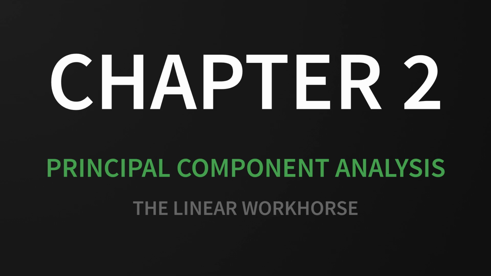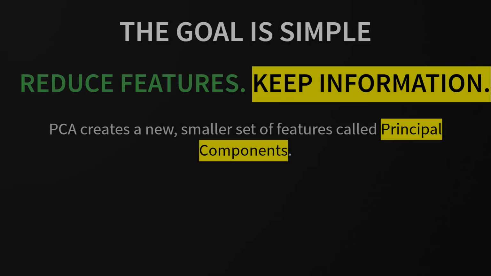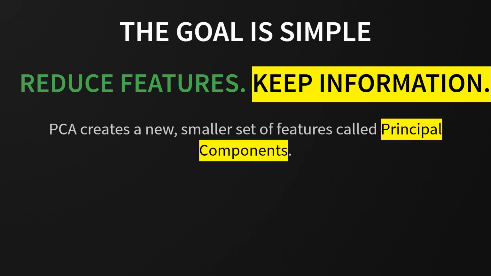Think of it as the reliable workhorse of data science. So, what's the big idea here? It's simple. We want to reduce the number of features in our dataset, but without throwing away the valuable information. PCA achieves this by creating brand new, more efficient features.